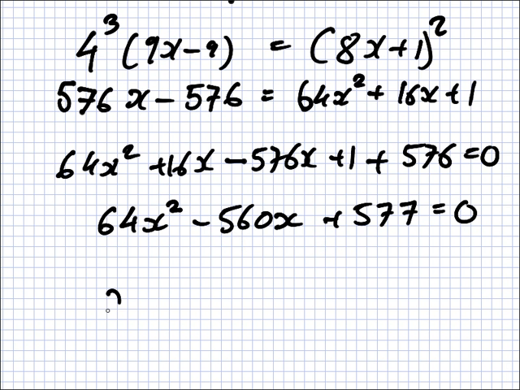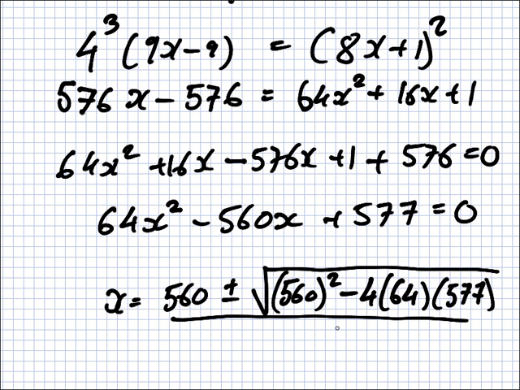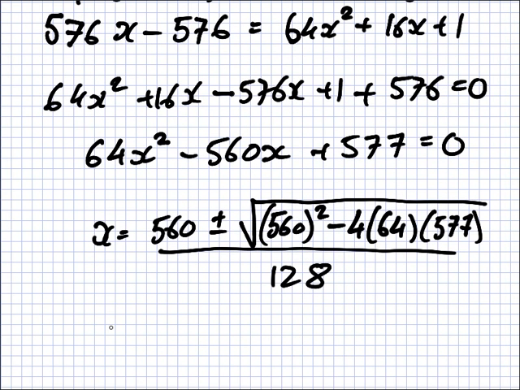So, I get x equals minus b plus or minus the square root of b squared minus 4ac, all over 2a. Right, I'll give you a minute to type that in, please, and then we're finished.